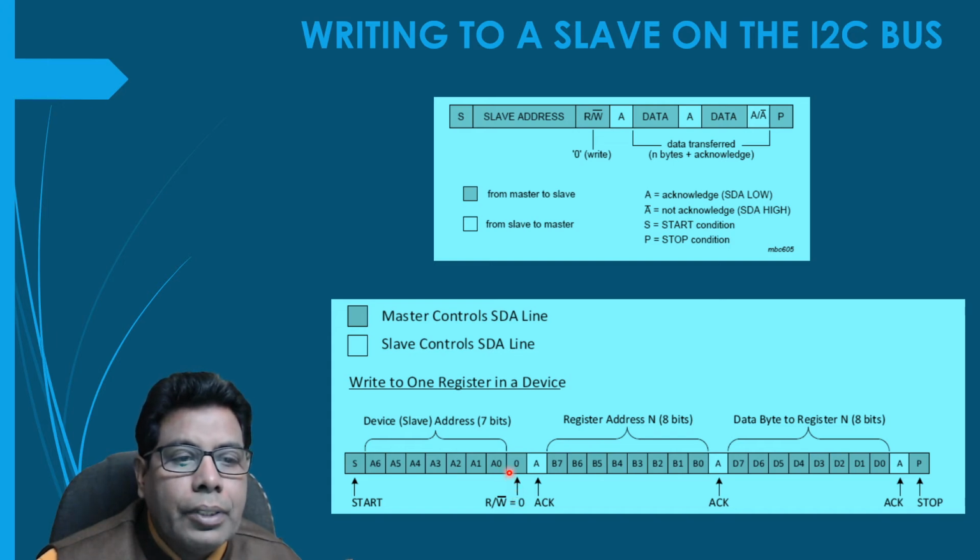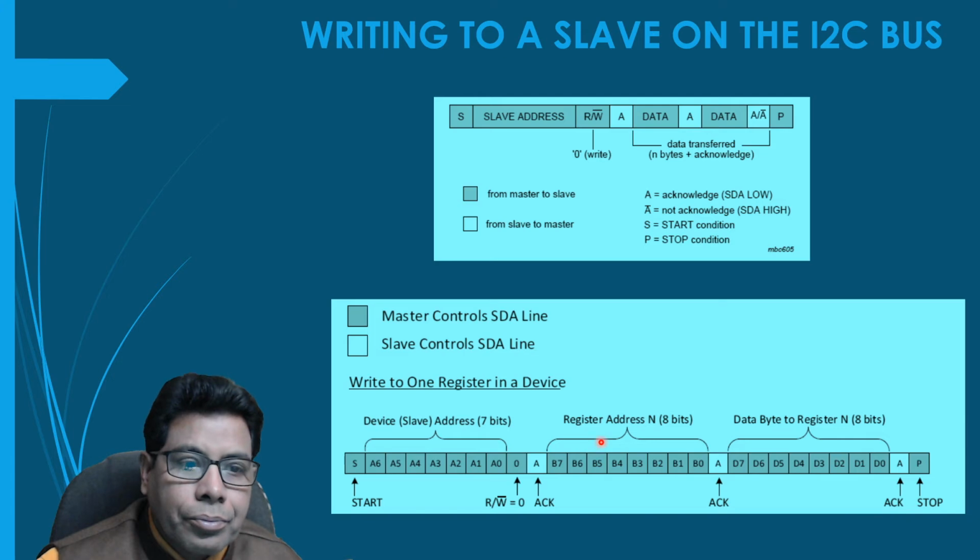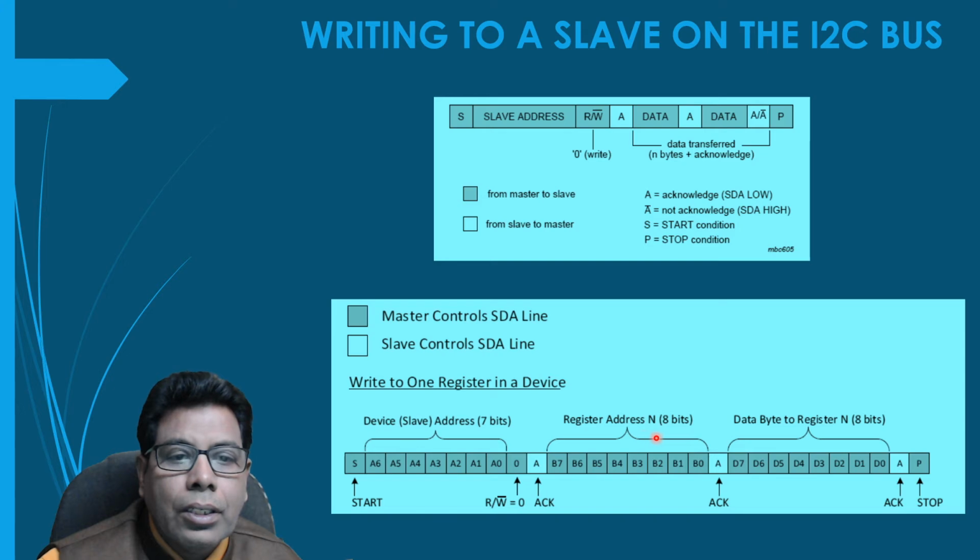Then when this is sent, we will get the acknowledgement from the device. After that, the register address, which is 8 bit, where we have to write the data, will be sent. So B0 to B7, that is the register address, which is 8 bit. Here also the same thing is shown, data. Then again we get the acknowledgement for that.